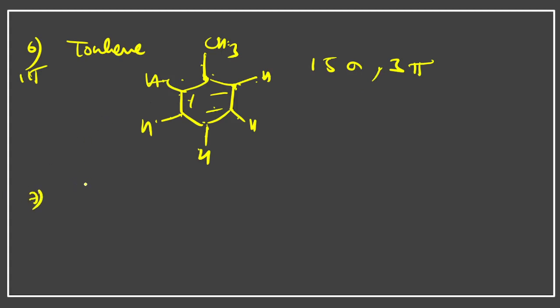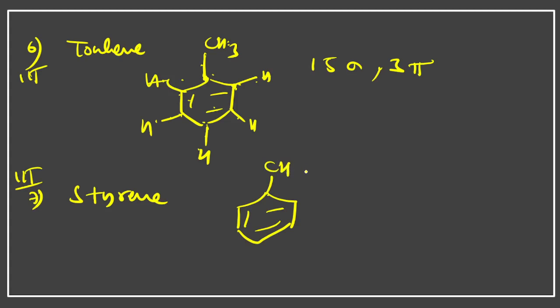Styrene. It is also a previous question. Styrene is benzene with CH double bond CH2. Here also there are hydrogens. 2 hydrogens mean 2 sigma bonds, and 1 hydrogen means 1 sigma bond.